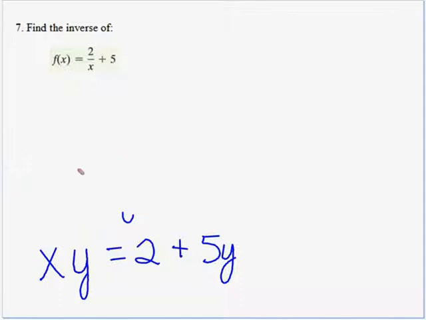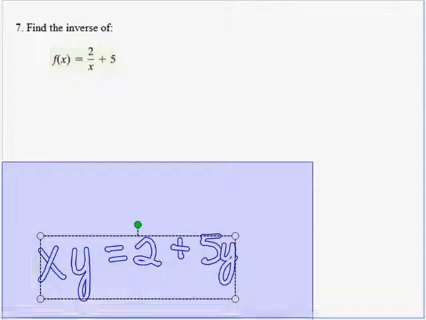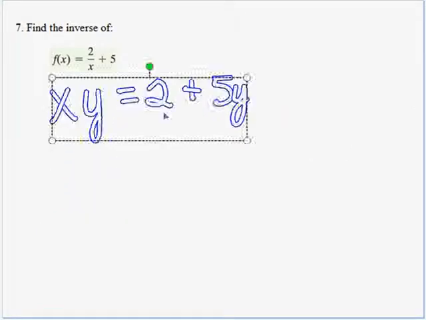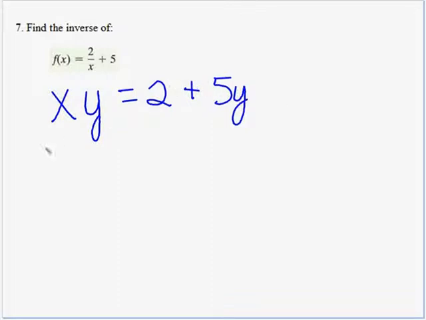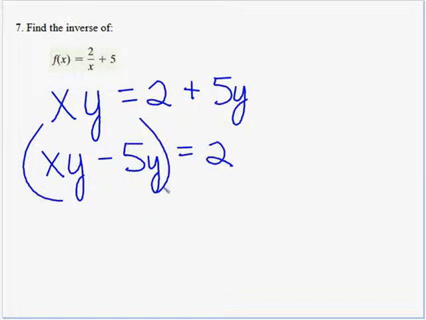Now we want to get y alone. So we're going to get that 5y term on the left by subtraction. I'm going to subtract 5y from each side. xy minus 5y equals 2. And here I can factor out a y. Each term has a y value. Bring it outside the parentheses.